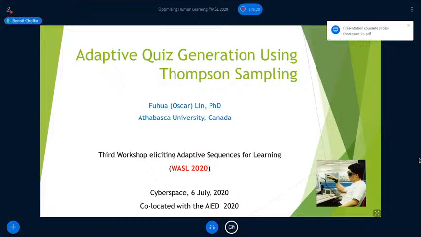Fu-Hua Lin is from Athabasca University in Canada, and he will tackle the topic of adaptive assessments on a gamified e-learning platform, with his presentation on adaptive quiz generation using Thompson sampling.